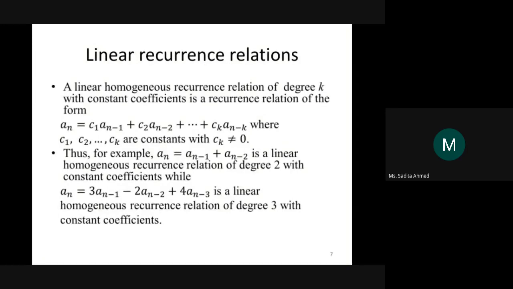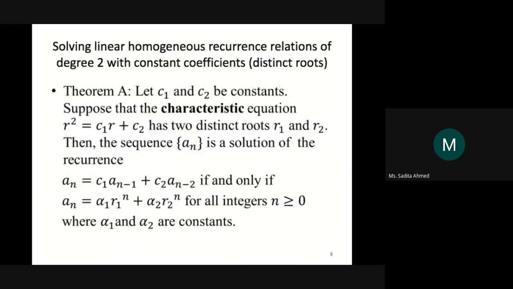All right. First of all, recurrence relations which are homogeneous and linear and of degree 2 have a characteristic equation to solve them. The characteristic equation is r squared is equal to c1r plus c2. For a linear homogeneous recurrence relation of degree 2, the characteristic equation is r squared is equal to c1r plus c2. This is the equation that we can use to solve the recurrence relation. The characteristic equation will always be this.